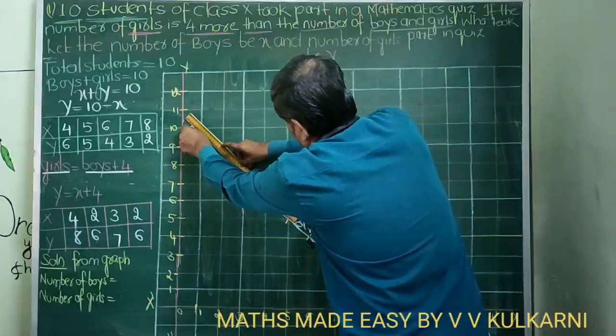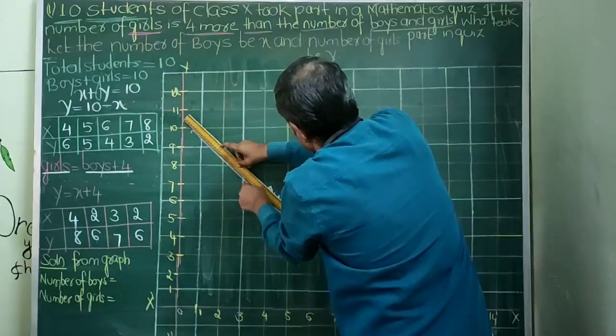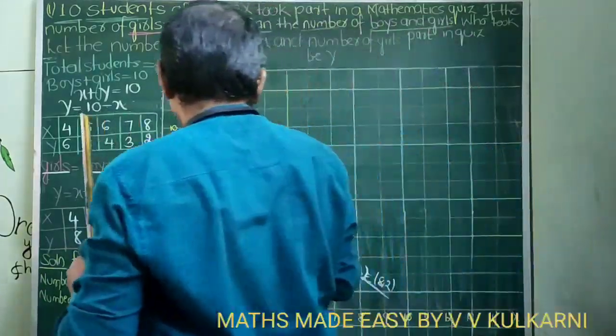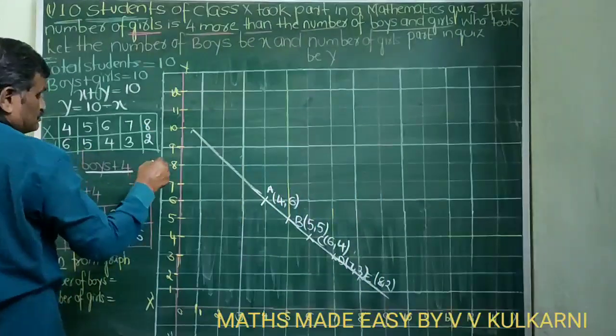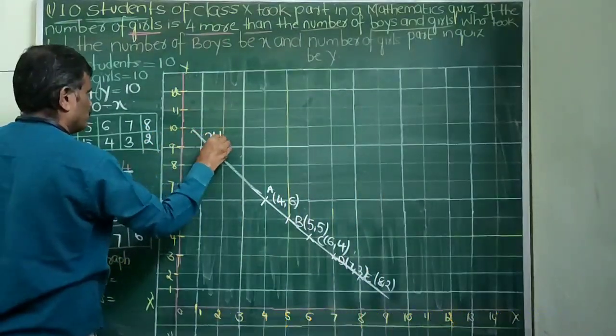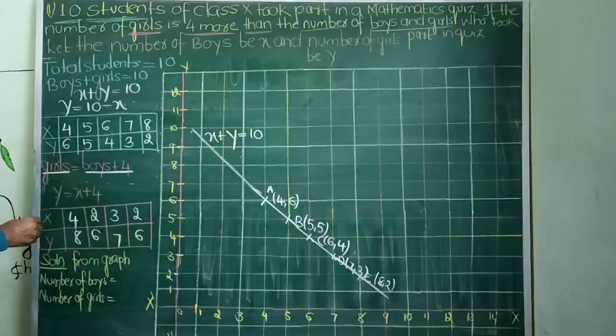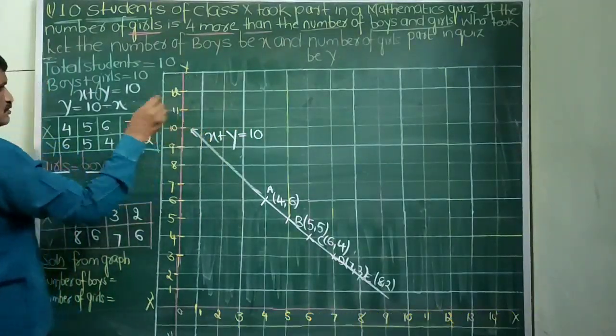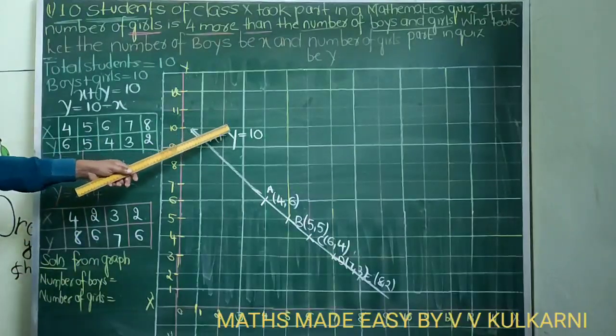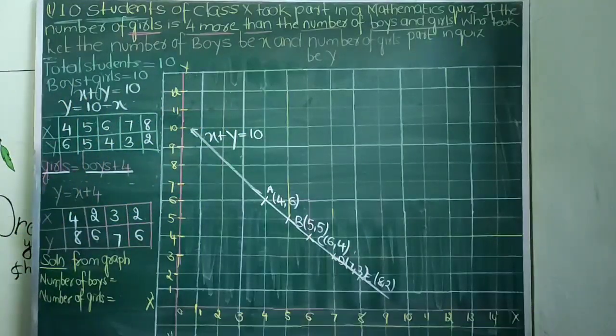I can extend it if I want. And this is the graph of the line x plus y is equal to 10. You have to write the name of the equation there, which equation you have solved, you have to write there.